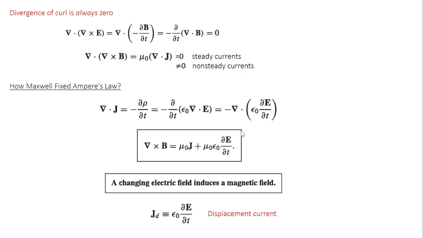Now what is the implication of this correction? Look here, I have a changing electric field which gives rise to a curl in the magnetic field, meaning a changing electric field induces a magnetic field.